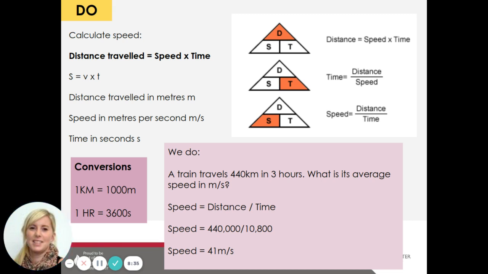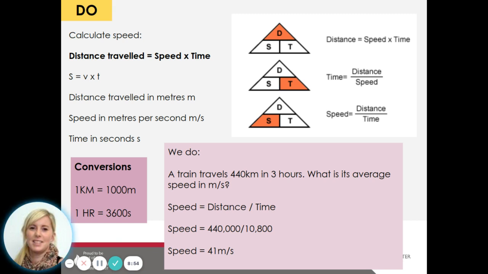And so you have to do a conversion before you work out your final answer. And then obviously in terms of time, you have 60 seconds in a minute, and there are 60 minutes in an hour. So it might be worth memorizing that 1 hour is 3,600 seconds. So here's an example to do together.